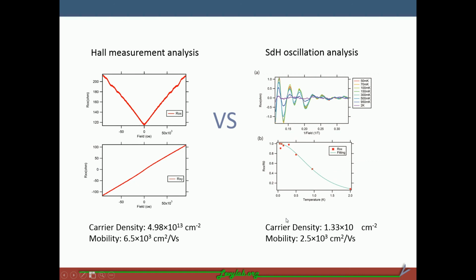Even if we consider the 6-fold degeneracy in STO, where 3 comes from valley degeneracy and 2 comes from spin 1/2, so we multiply this number by 6, it's still much smaller than the 4.9 times 10 to the 13. So there might be some inter-subband occupancy which does not contribute to the SdH oscillation, but this theory still needs to be proved by more experiments.